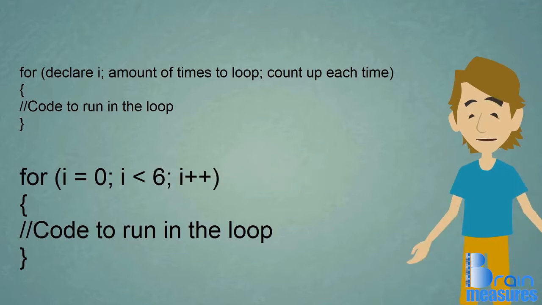The most important number is the number 6 in this case. This is how many times the loop repeats.